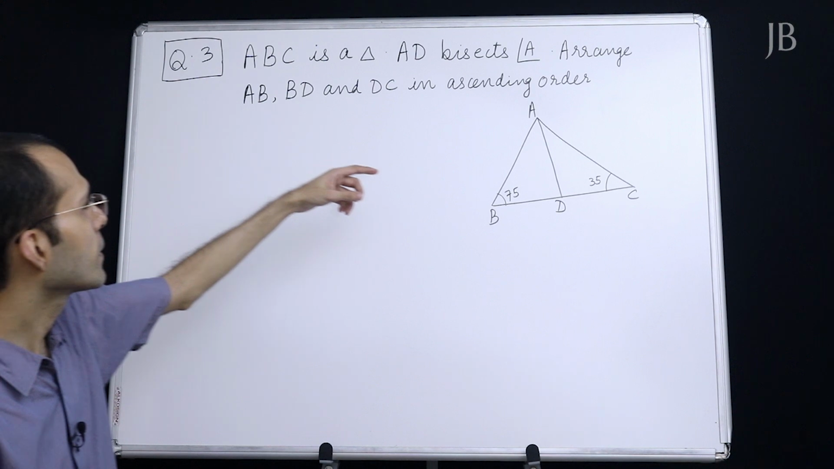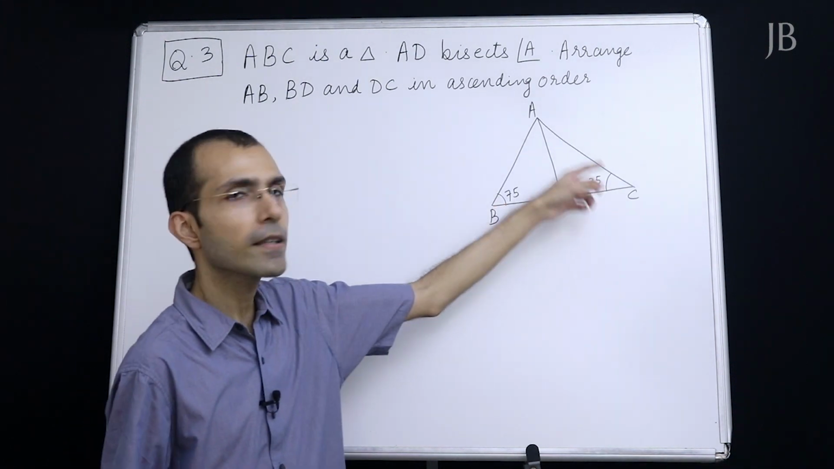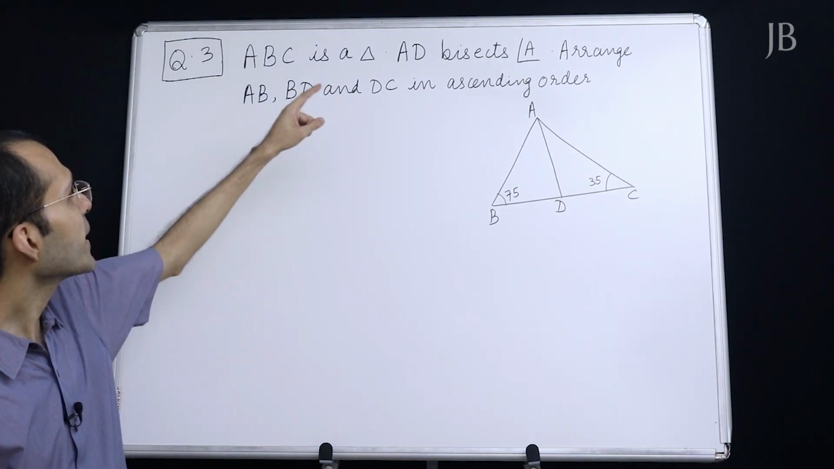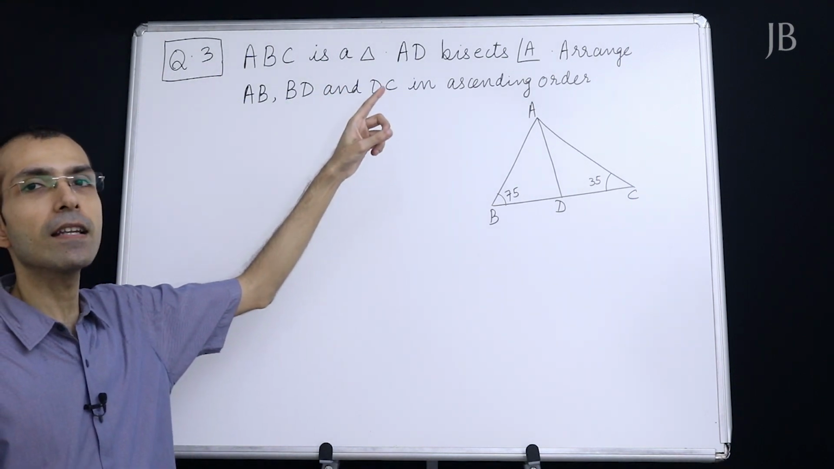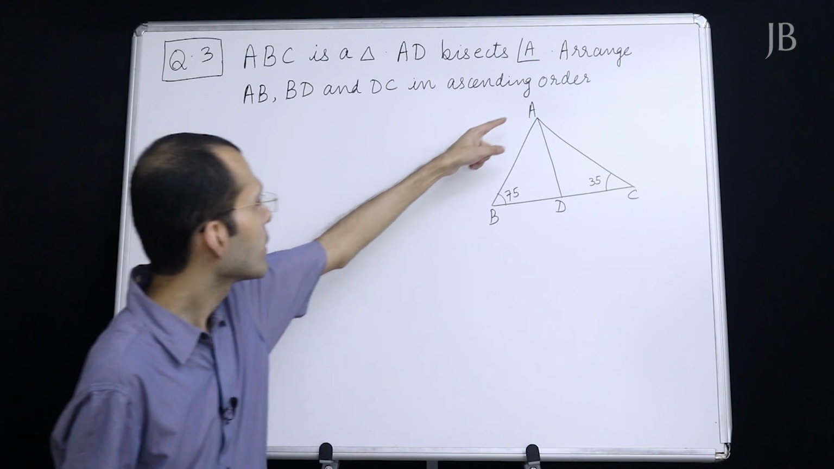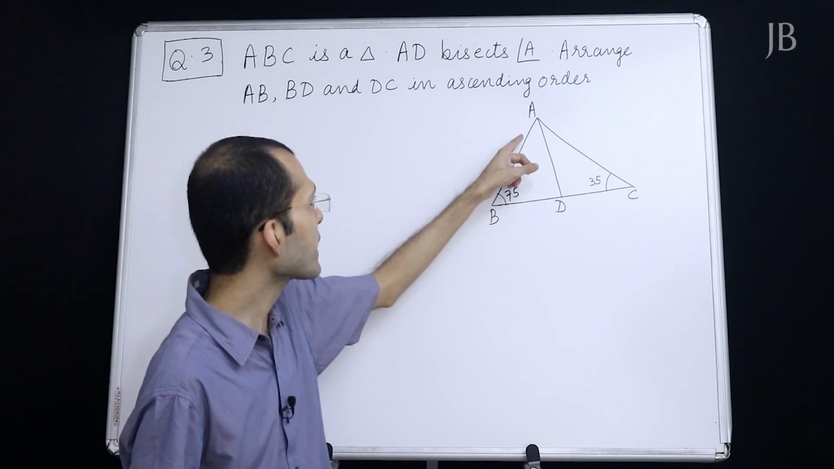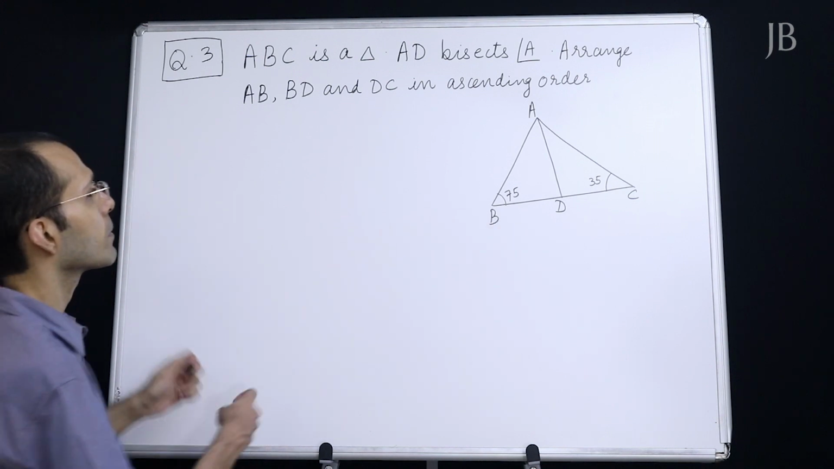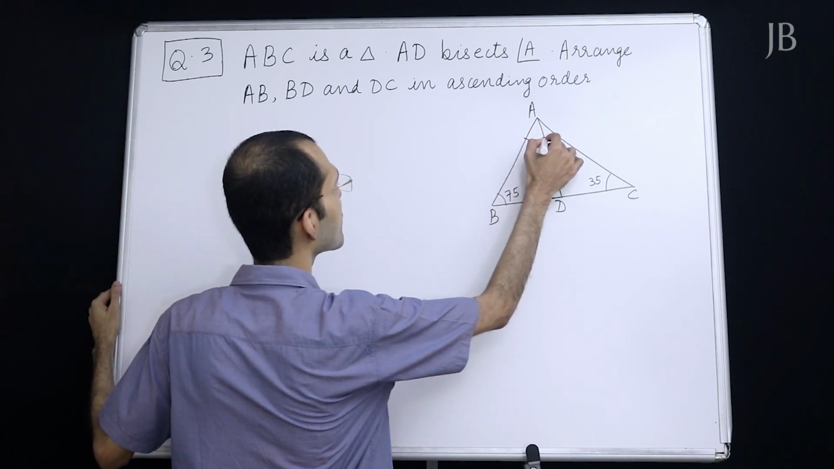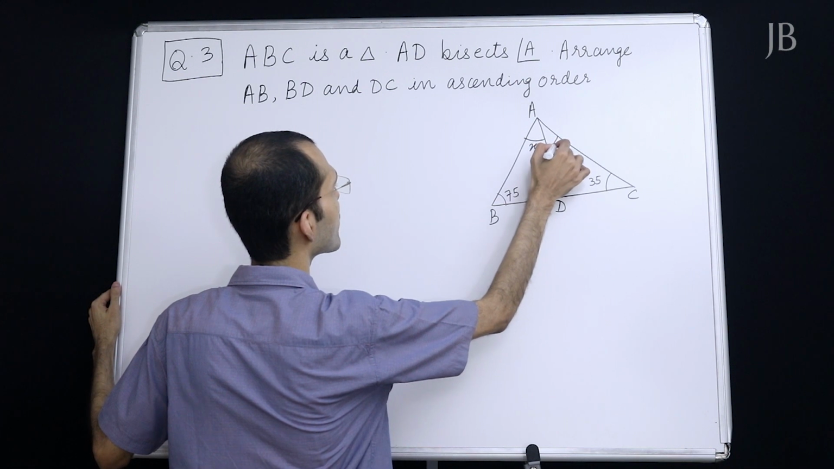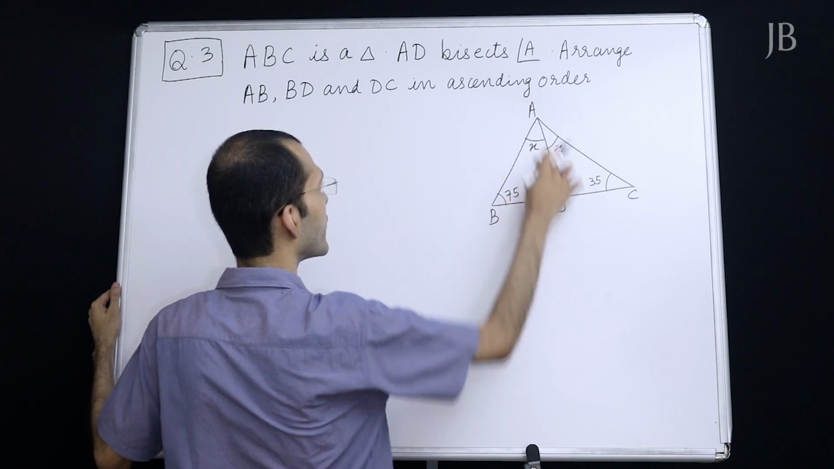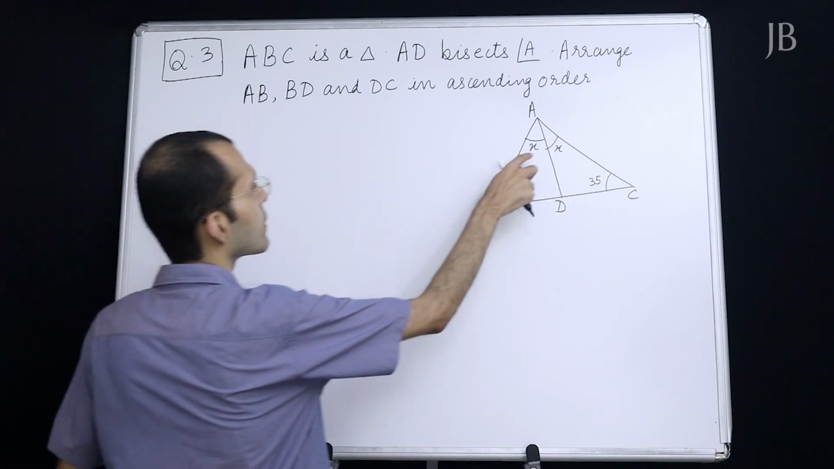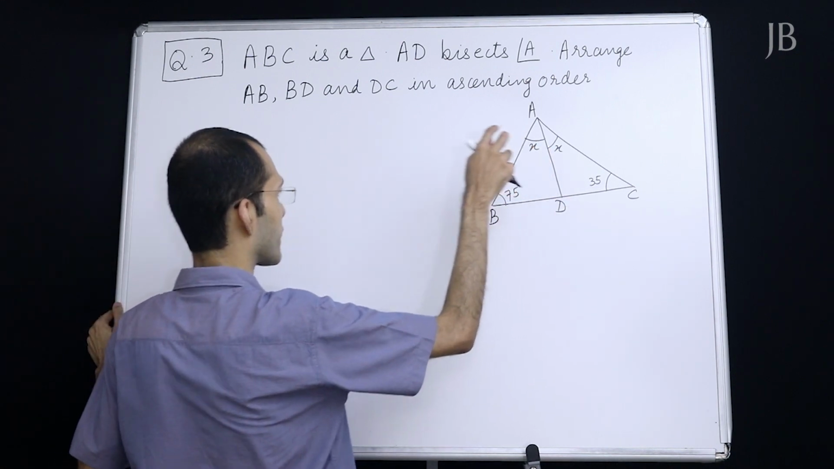Question 3. ABC is a triangle. The diagram has been drawn. AD bisects angle A. That is the entire angle A. So bisecting means let this be X and let this be X. AD is bisecting angle A. That means angle BAC. So you know the meaning of angle bisector.